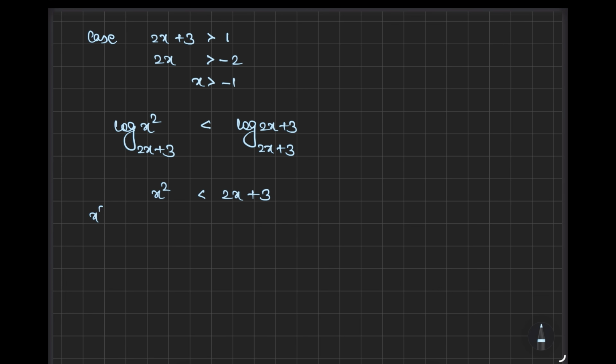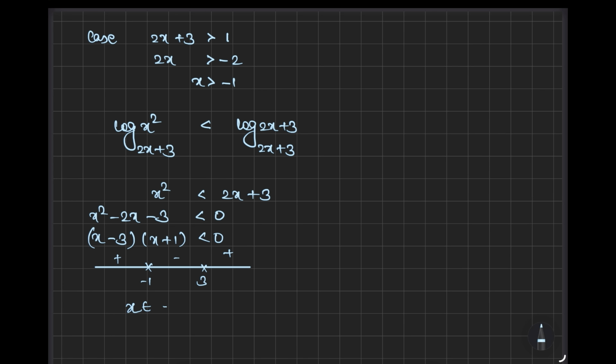So if you apply or remove an increasing function, the sign of the inequality remains the same. So it will look like this. Take everything to one side: x square minus 2x minus 3. You have solved this already. It was (x minus 3)(x plus 1). Correct? We have solved it in the previous case. So it is minus 1, it is 3, with signs plus, minus, plus. So from here we got x as minus 1 to 3. Now what we will do? We will take the intersection. They are saying that it should be greater than minus 1, and we are getting this. So it is correct now. So we got x as minus 1 to 3.